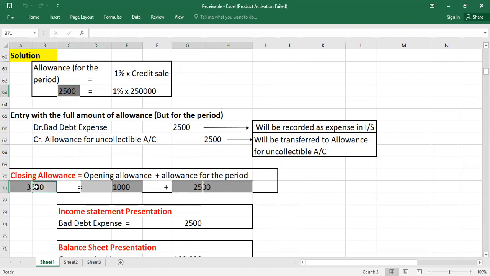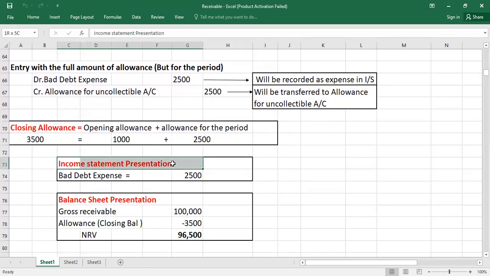Now the question is how we will present this information in the financial statements. In the income statement, we will write the bad debts expense as 2,500. But for the balance sheet presentation, you have to record the receivables at net realizable value, which is equal to gross receivables minus the allowance for uncollectible accounts, which is the closing balance. You will always subtract your closing balance. Gross was 100,000 and the closing balance of the allowance was 3,500. So this is how you will get the net realizable value of receivables, which is 96,500.